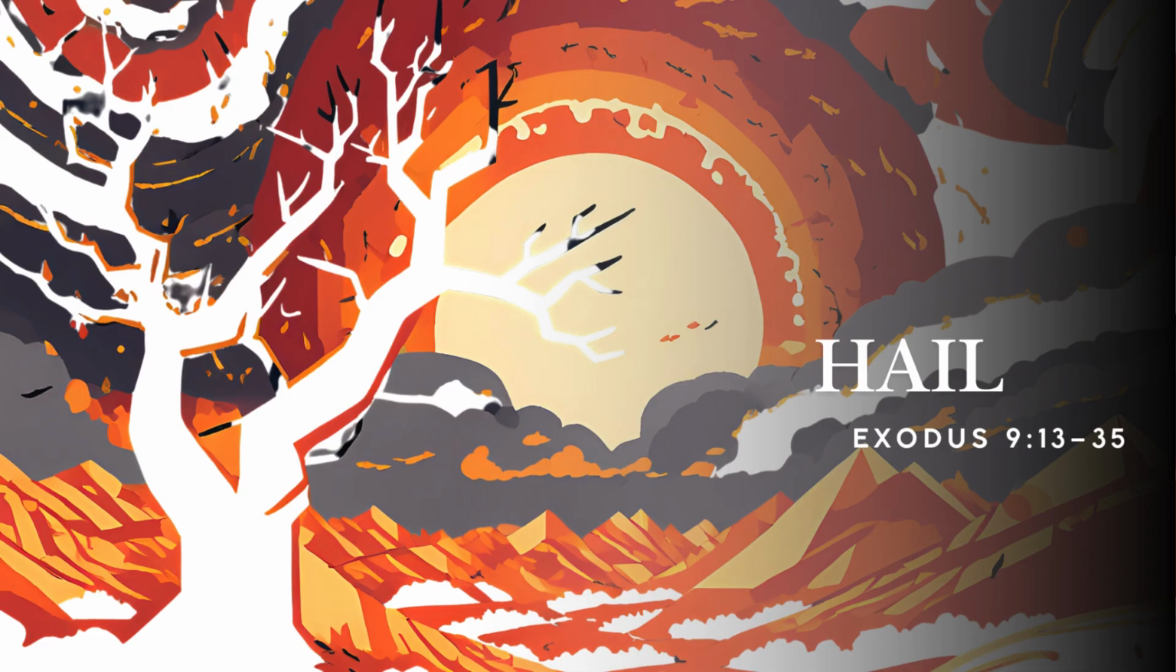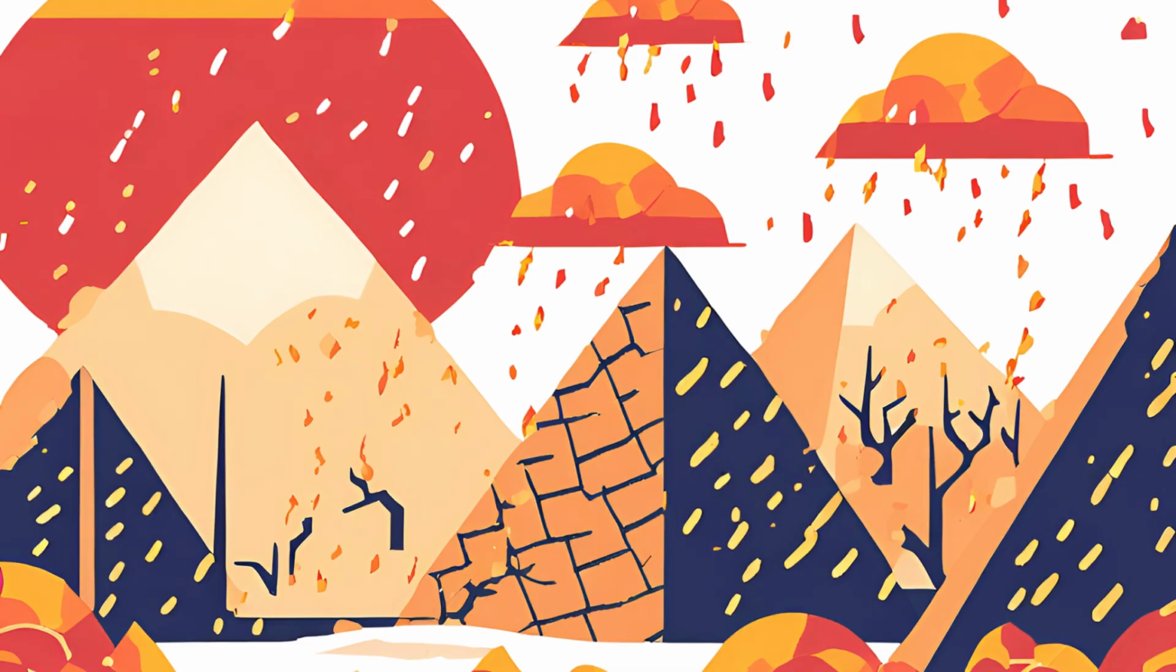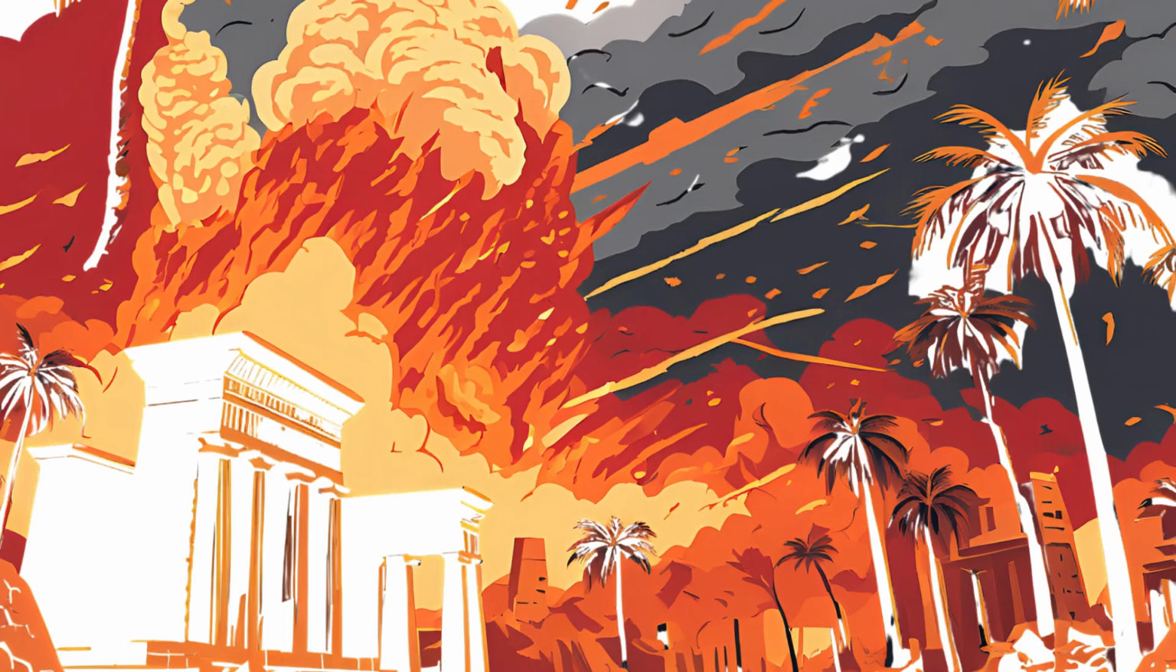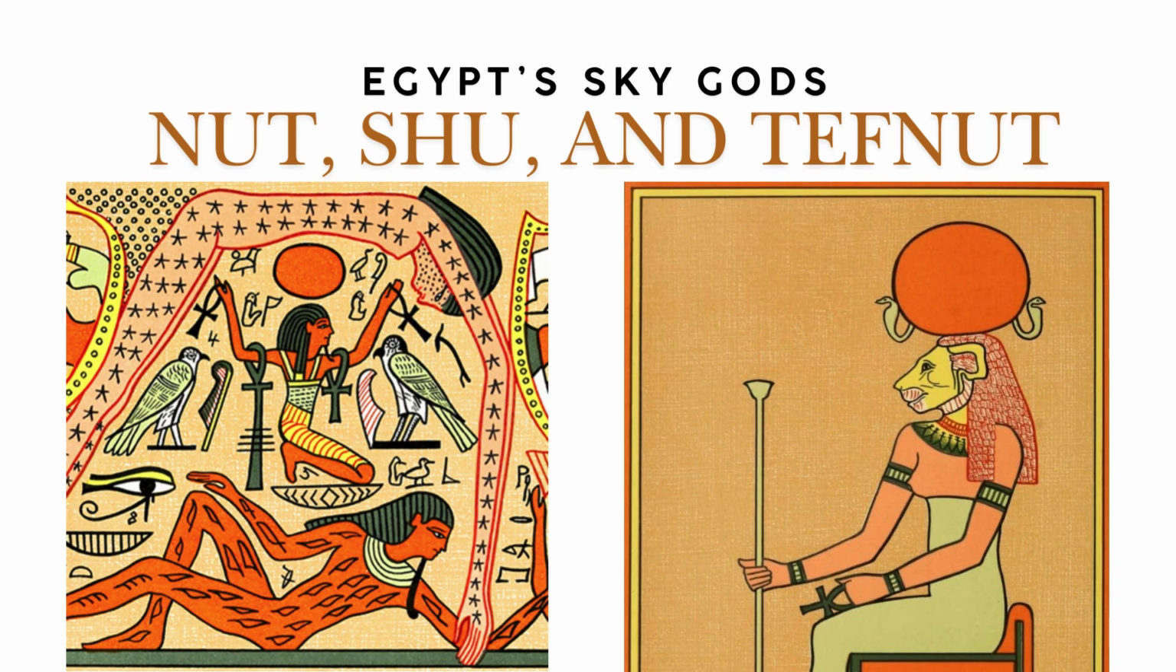7. Hail. This narrative was written in Exodus 9 verse 13-35. A destructive hailstorm, mixed with fire, falls from the sky, destroying crops and killing people and animals left outdoors. Egypt's sky gods, like Nut, Shu, and Tefnut, failed to protect. The warning before the plague allowed those who feared God to act, a call to personal responsibility.